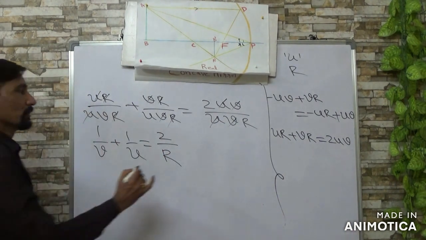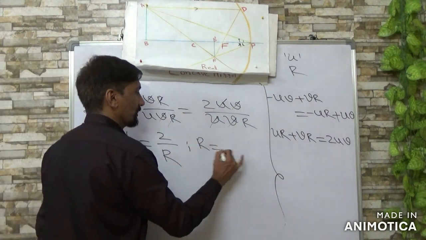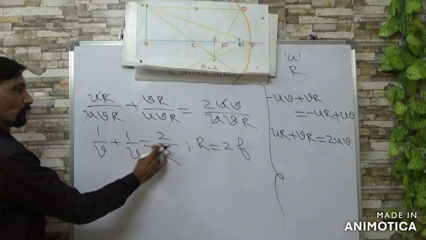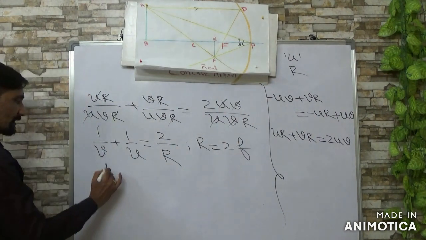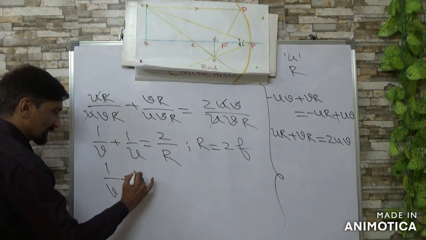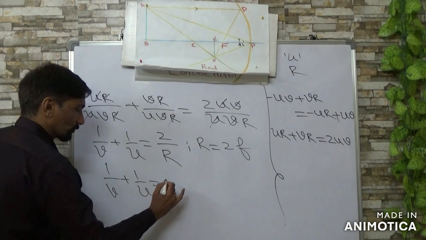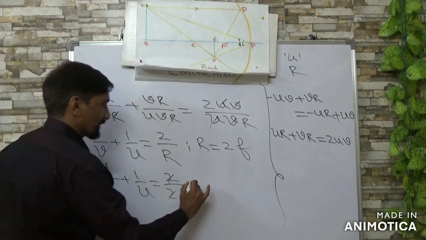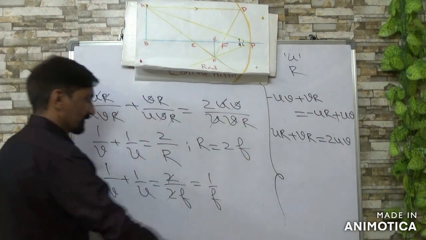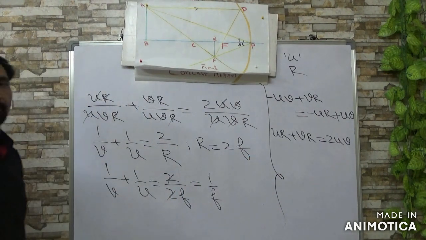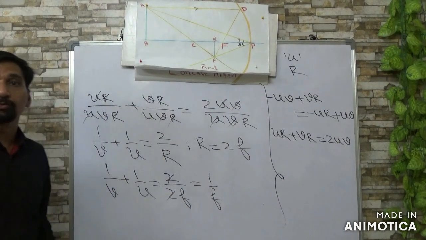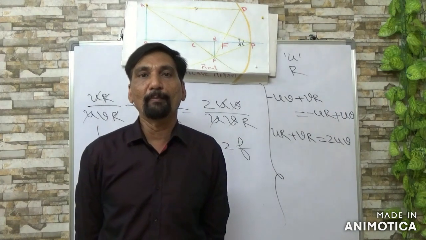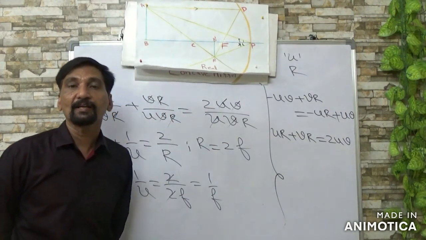You know the radius of curvature is always equal to 2 times the focal length, so instead of R you can put 2f. So 1 by V plus 1 by U equal to 2 by 2f. The 2 cancels, and you get 1 by f. So remember, 1 by f is equal to 1 by U plus 1 by V, which gives the mirror equation.